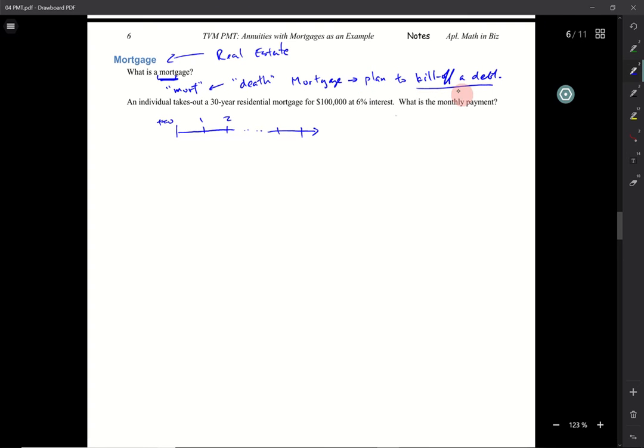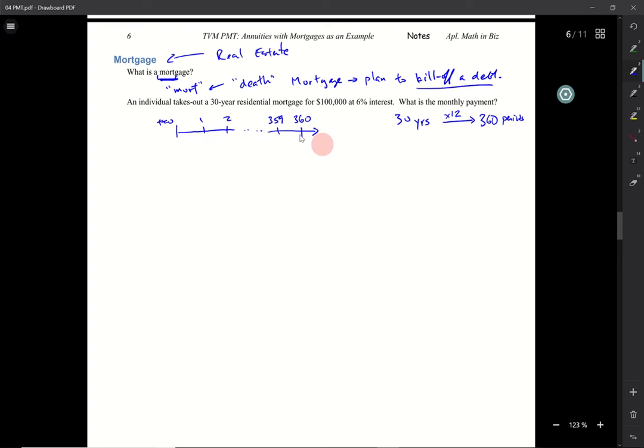So if there are 30 years, how many compounding periods? If there are 12 months in 1 year, that's a big number: 360, right? So the second to the last one, the penultimate one, will be 359, and then the ultimate one will be 360.